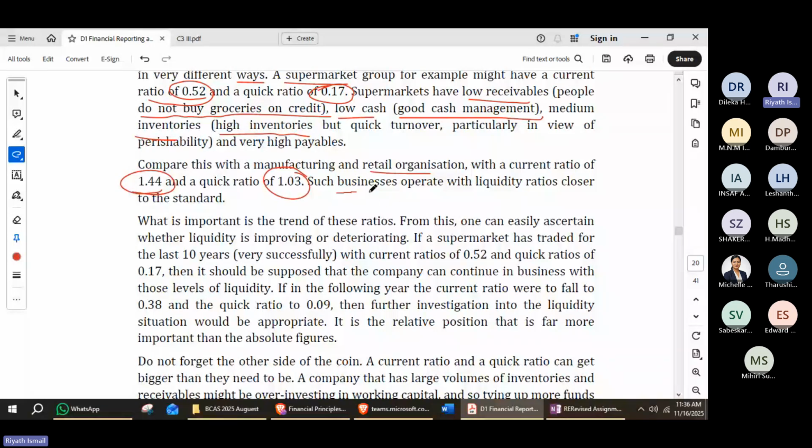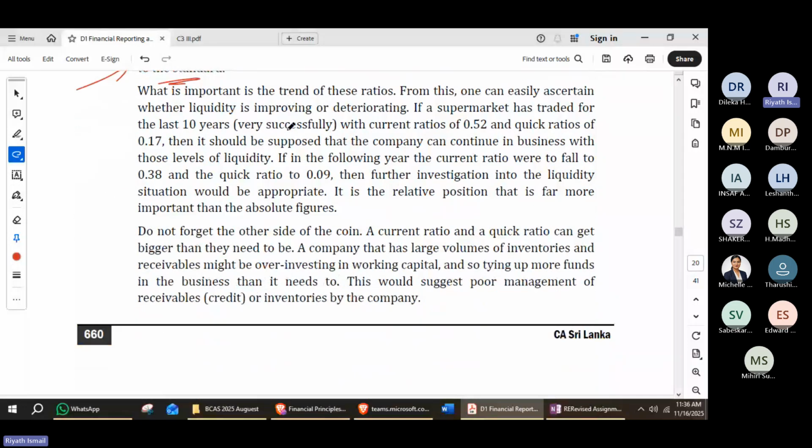Such businesses operate with a liquidity ratio closer to the standard. So this is fine for the manufacturing companies, right? But for retail, like food cities and supermarkets, these are ideal ones, right? It's not serious. So it means there's no rule of thumb. It's based on their industry.